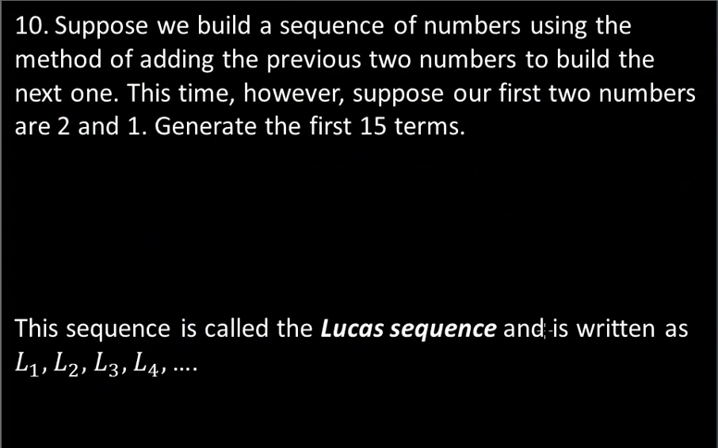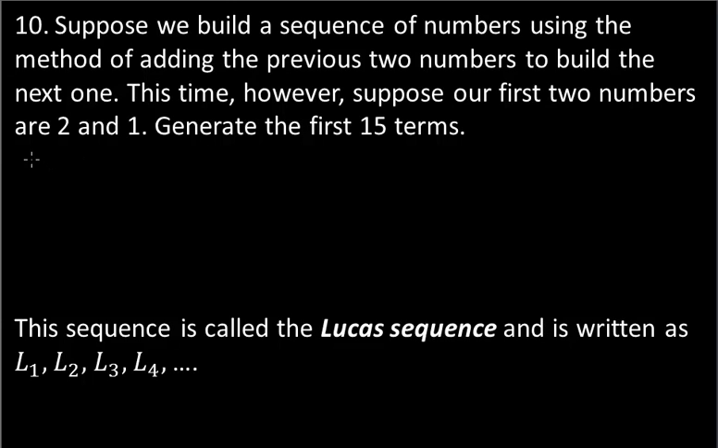Question 10, you had to read very, very slowly. It had 3 parts to it, so you have to be careful in your reading and make sure that you understand each word. Suppose we build a sequence of numbers using the method of adding the previous two to build the next one, just like in the Fibonacci, so that should ring a bell. This time, however, suppose our first two numbers are 2 and 1.